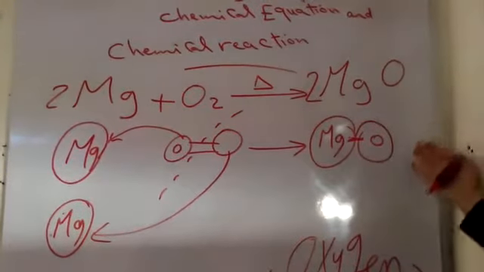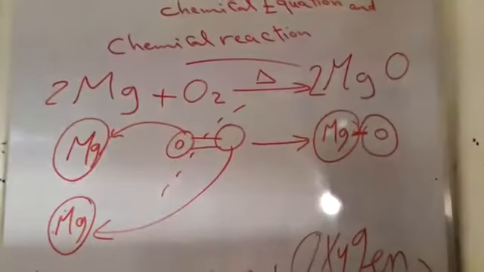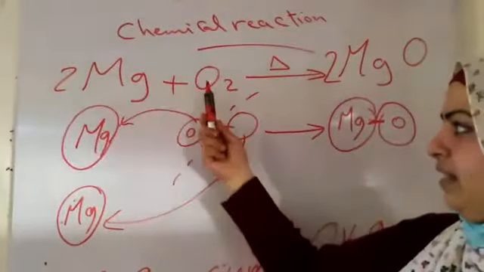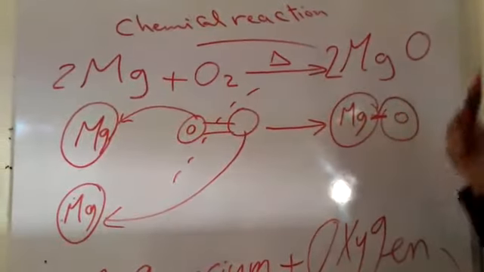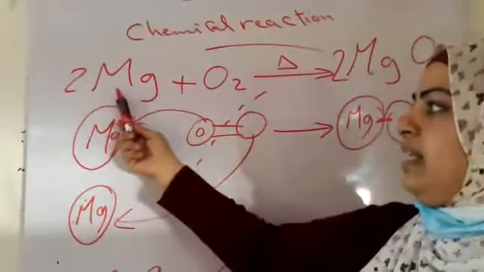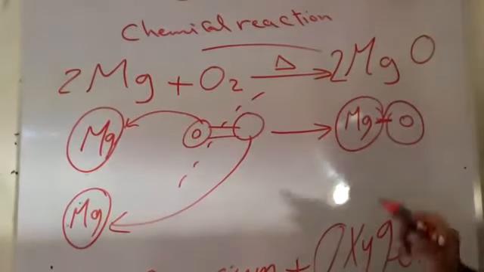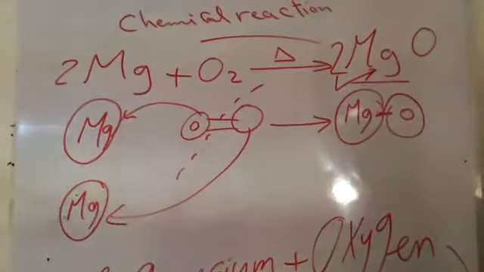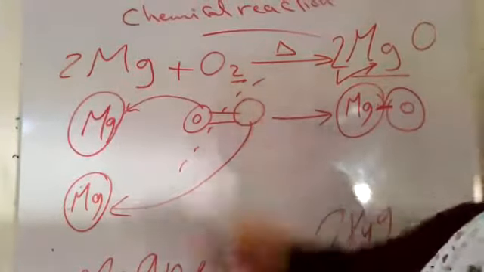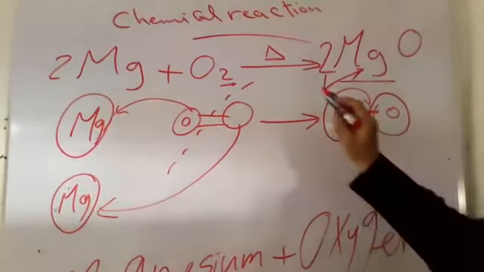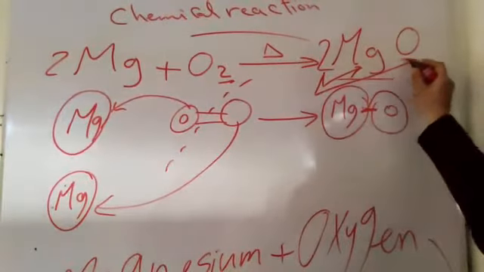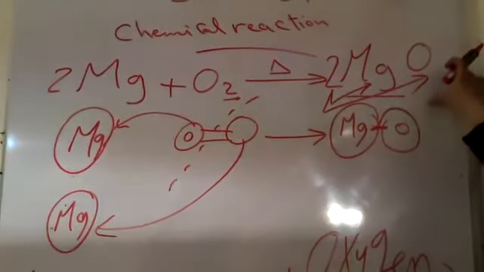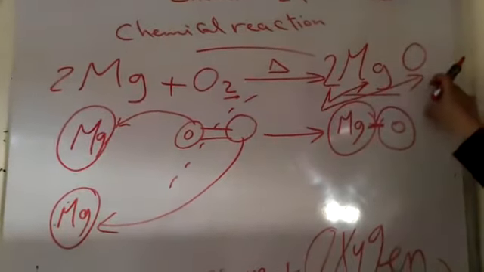Number 2, the equation must be balanced. Balanced? What does it mean? It means the atoms of reactant equal the atoms of product. The atoms of magnesium are 2 atoms, and in product we have 2 atoms of magnesium, and oxygen we have 2 atoms of oxygen, and in product we have 2 atoms of oxygen. Okay, so this equation is a balanced equation.